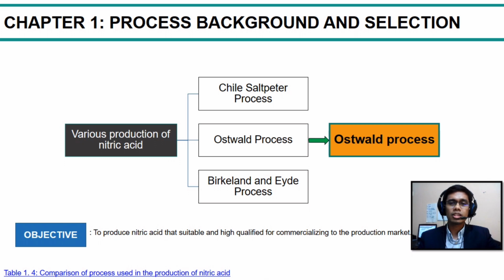After the ecological comparison study between three different processes, the Chile saltpeter, Birkeland and Eyde, and Ostwald process, the Ostwald process was chosen as the product characteristic shows the efficiency and appealing result on the product quality, method applied, and environmental consideration. Our objective is to produce nitric acid that is suitable and of high quality for commercializing to the product market. Furthermore, nowadays, most industries prefer the Ostwald process in producing nitric acid.